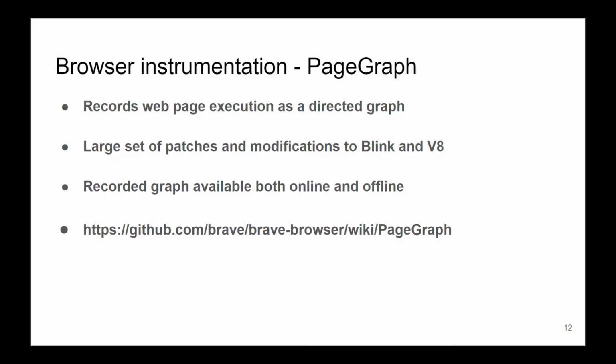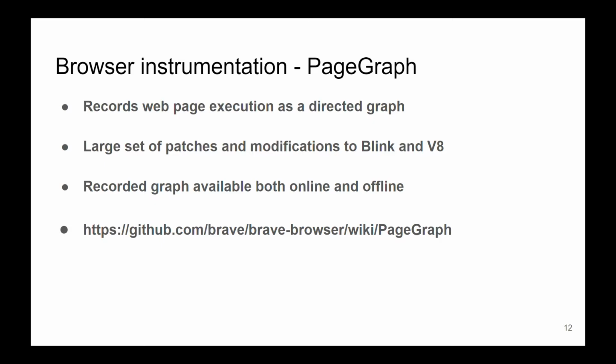And all page behaviors in the top-level frame and the child local frames will be captured in PageGraph. It consists of a large set of patches and modifications to the renderer Blink and the JavaScript engine V8. In total, it's around 12,000 lines of code.